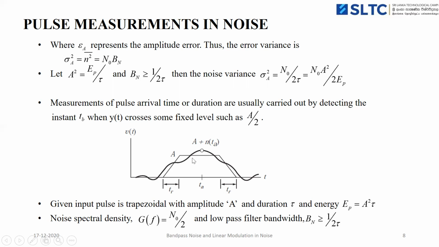There are two waveforms shown in this graph. Then we are measuring the sample at a time instant Ta. At time instant Ta, the pulse has the magnitude A plus n of Ta, where A is the amplitude of the transmit signal and n of Ta is the noise at the time instant Ta. And here the TR indicates the rise time, where the detector is going to detect the received pulses.